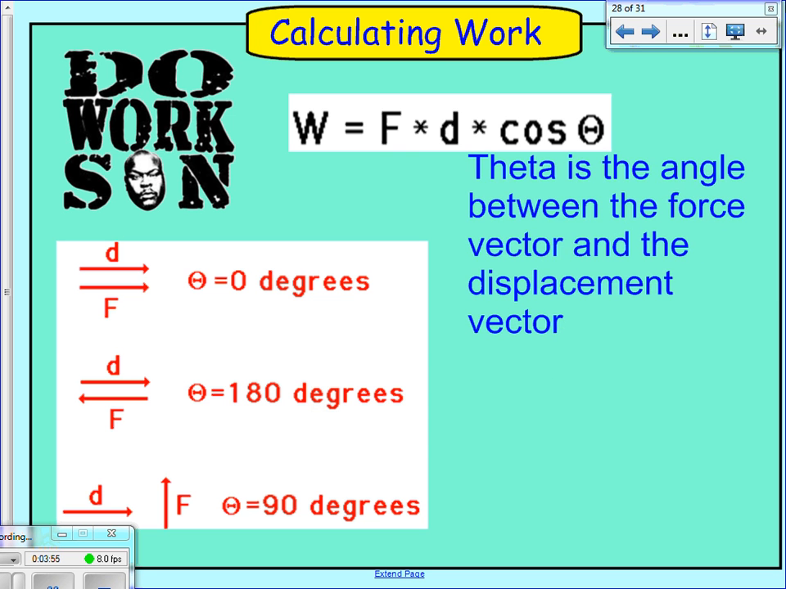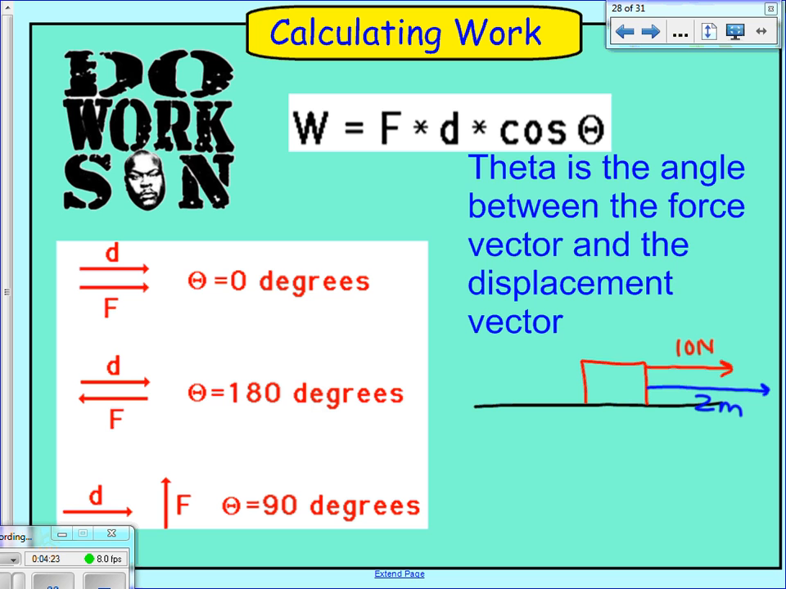Let's first imagine that you have a tabletop, and on that tabletop you have a block. And you apply a force to the block to the right. Let's say it's 10 newtons. And as you apply that force, the block moves to the right 2 meters. What is the work done? What is the work that you do on the block?